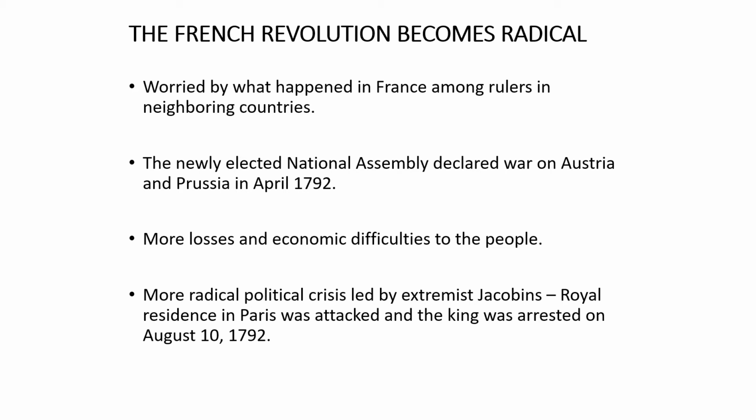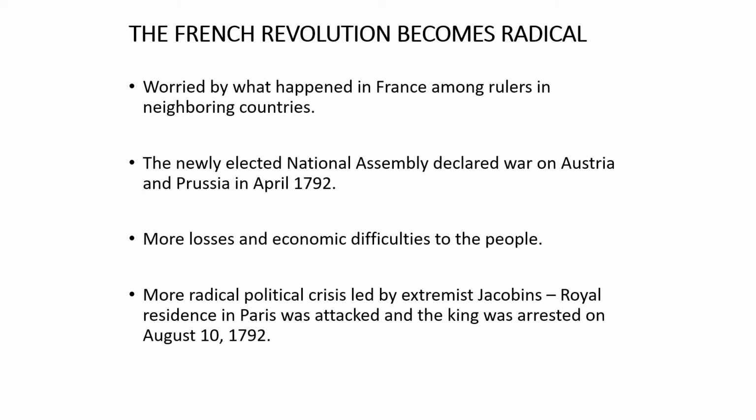However, in the meantime, the French Revolution becomes radical. So let's see how it was. All the rulers in the neighboring countries were worried by what happened in France and its revolutionary ideas. On the other hand, the King of France, Louis XVI, tried to build counter-revolutionary alliances. He tried to put down the movement, and so he made secret negotiations with neighboring kingdoms, especially the King of Prussia, although he had already signed the newly formed constitution.